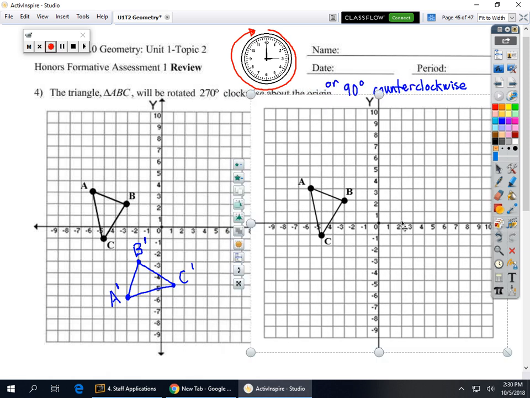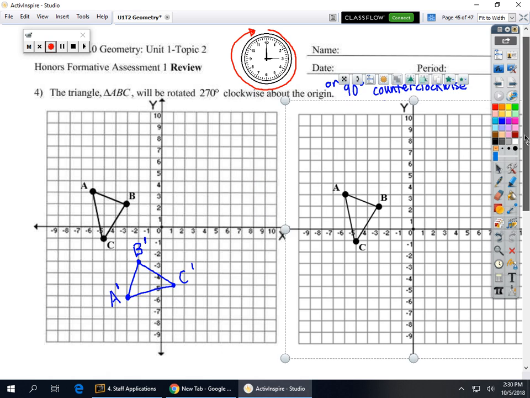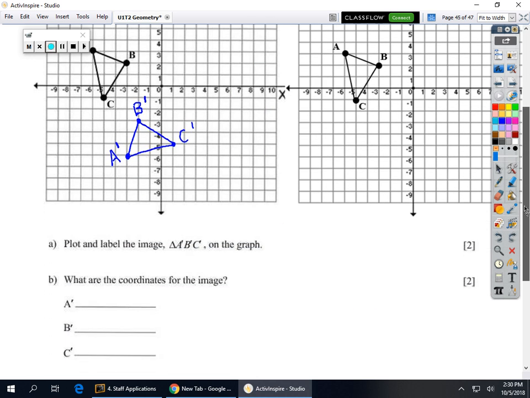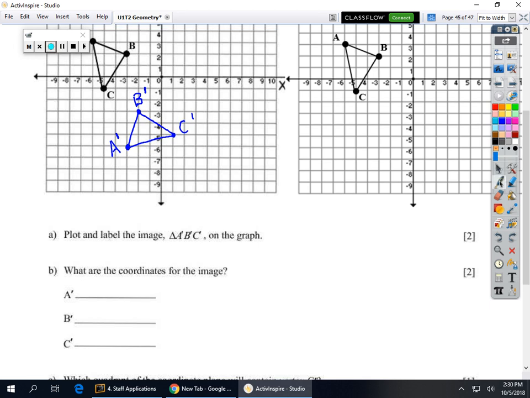So let's move the original image out of the way. Okay, now let's answer some of the questions. What are the coordinates for the image? Well, now that I drew it, I just need to label the coordinates. This is just understanding the coordinate plane. So my A prime is negative 3, negative 6. B prime is negative 2, negative 3. And C prime is 1, comma, negative 5.